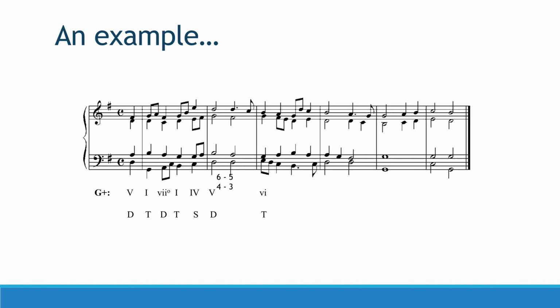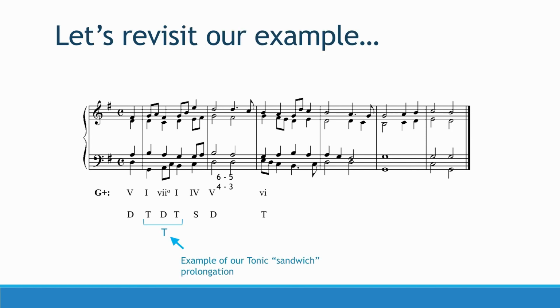So in bar 1, we weren't really sure what was originally going on with those first 4 chords. But now that we know a little bit more about prolongation, we can see that beats 1, 2, and 3 of our first bar is essentially just a tonic sandwich. We start with tonic, we move away to 7, and then we come back to our tonic chord again. And this is a very, very typical use of the tonic sandwich prolongation.